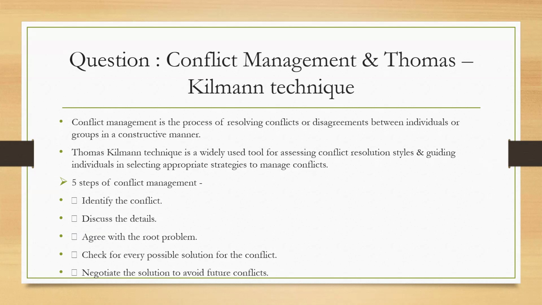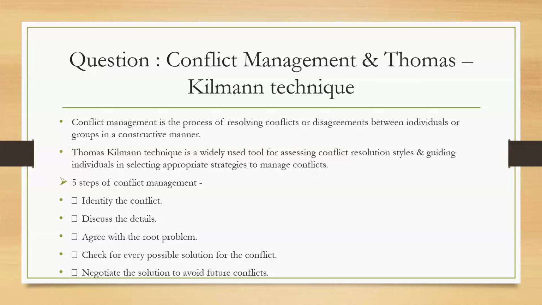Kilmann technique. This technique is widely used for assessing conflict resolution styles and guiding individuals in selecting an appropriate strategy for managing conflicts. There are 5 steps in this conflict management. First, we need to identify the conflict. Then we discuss the details. Then we need to agree on the root problem. And we need to check every possible solution for the conflict. It's not like we just move on with the conflict. No, we need to resolve it, right? So negotiate a solution to avoid future conflicts.